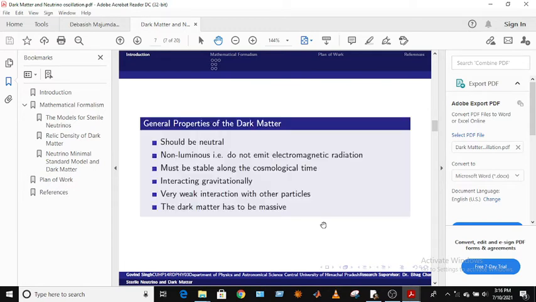What should be the properties of dark matter? First, it should be neutral. It should be non-luminous because it does not emit electromagnetic radiation. It must be stable over cosmological time. It should interact gravitationally, with very weak interaction with other particles, and dark matter has to be massive.